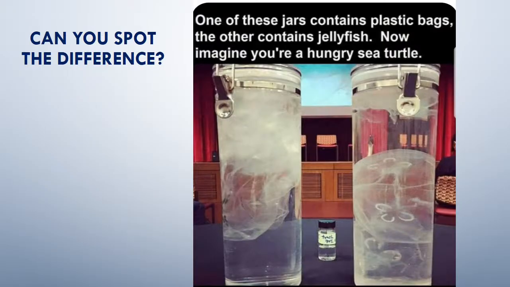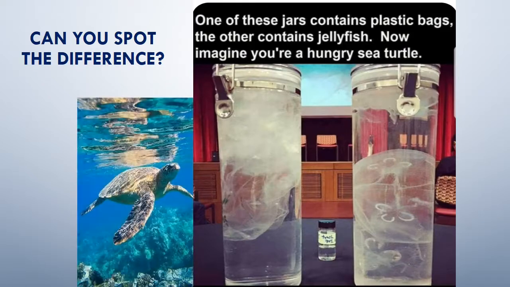The picture on the right shows two jars. One jar contains a jellyfish, the other jar contains a clear plastic bag. Now imagine you're a hungry sea turtle. Are you going to be able to tell the difference between the clear plastic bag and the jellyfish? It's really hard for us. Imagine how this turtle feels. They can't tell the difference, so they just eat the plastic bag, thinking that it's their food, a jellyfish.